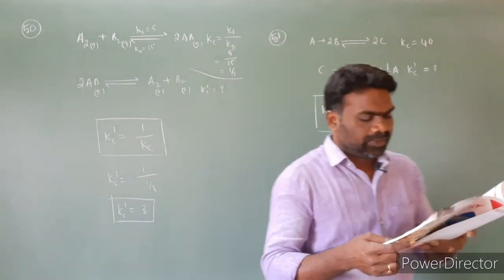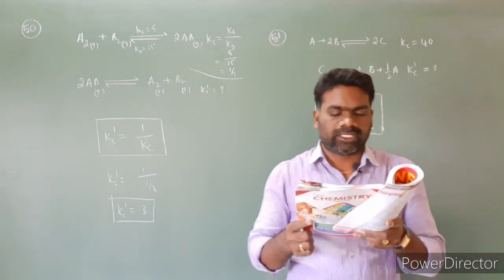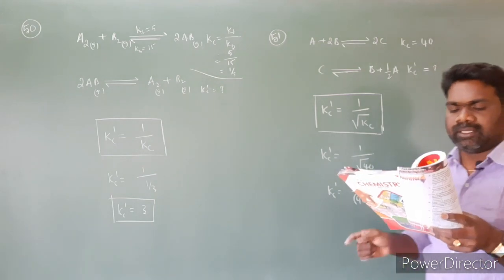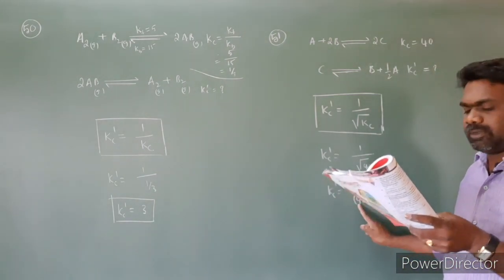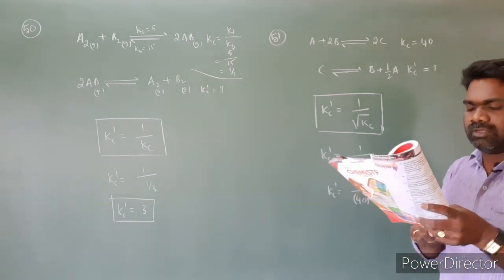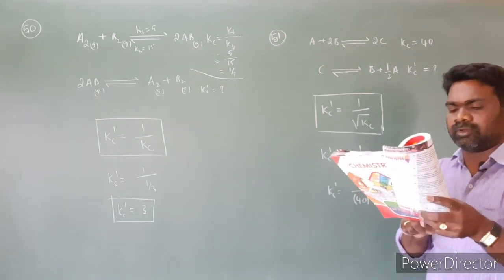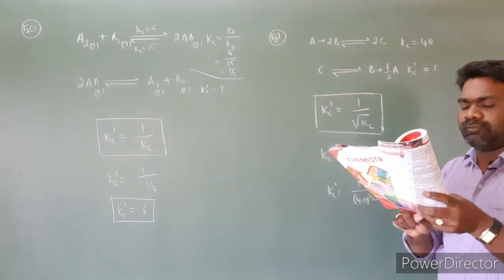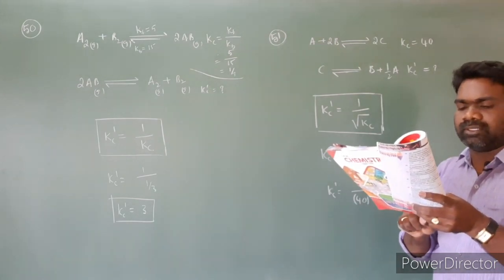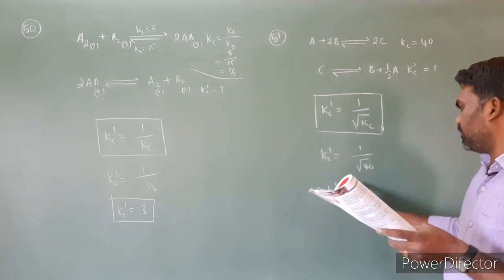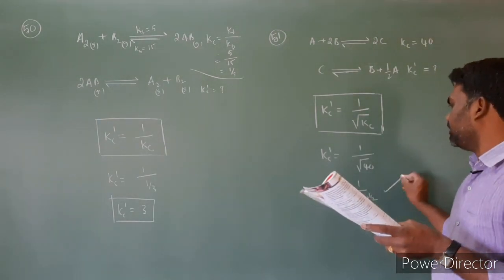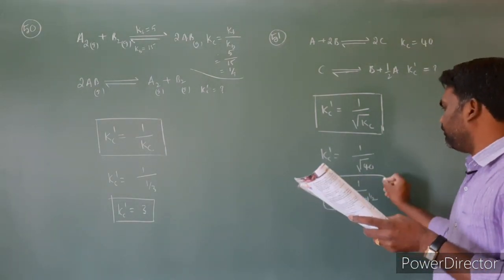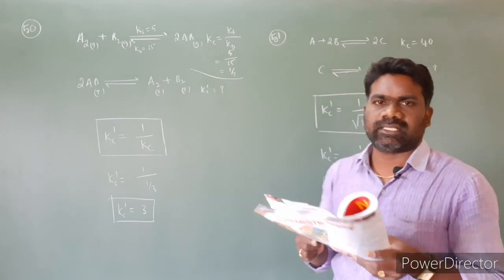Look at the options. Option 1, 1 by 40. Option 2, 1 by 40 power 1 by 2. Option 3, 1 by 40 power 2, and option 4, 40. So for question number 51, the second option is correct, 1 by 40 power 1 by 2.